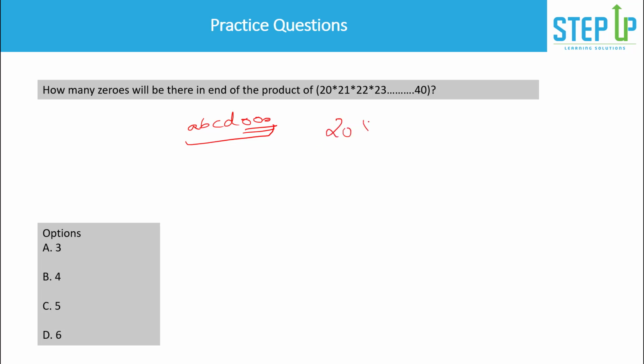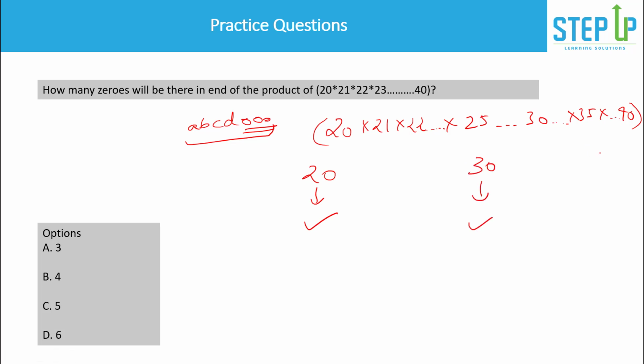This says 20 into 21 into 22, and somewhere you will also have, let's say, 25, somewhere you will have 30, somewhere you will have 35, and finally you have 40. He's saying the product of these numbers, how many zeros will it have. So from where will all the zeros come? 20 will give one 0, 30 will also give a 0, and of course 40 will also give a 0. That means 3 zeros come from here.